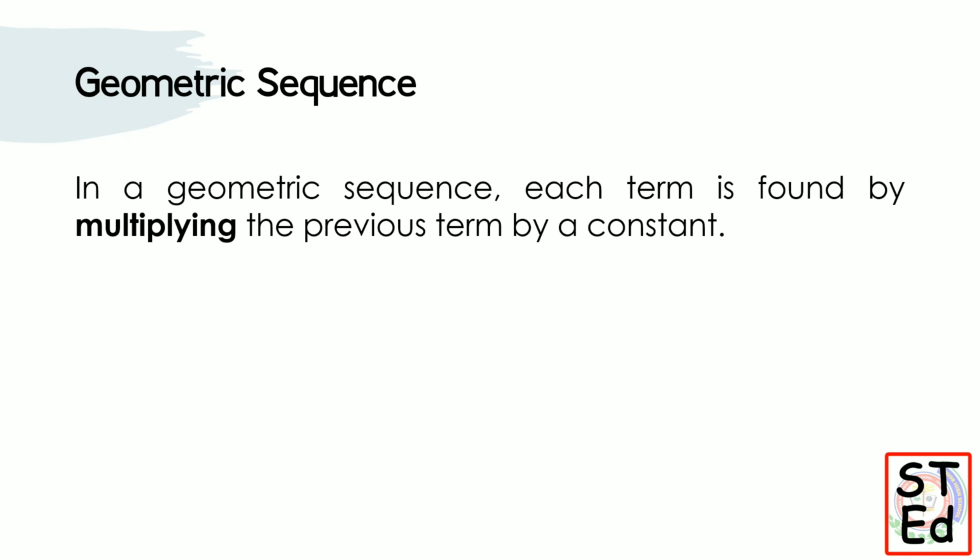In a geometric sequence, each term is found by multiplying the previous term by a constant. Observe the pattern in our given example: 2, 4, 8, 16, 32. Notice that this sequence has a factor of 2 between each number.